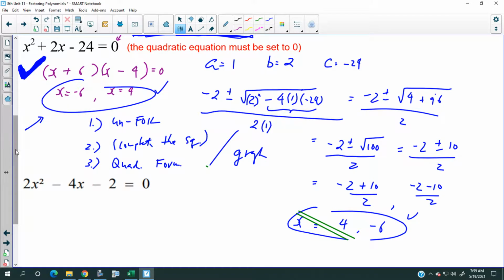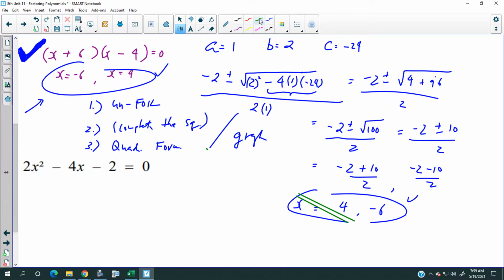Okay, all right, so let's try this. Let me use purple. All right, let's try this one. So A is 2, B is -4, C is -2. Am I right? I've got to double check. Again, the formula is what? Negative B plus or minus the square root of B squared minus 4AC, over 2A.